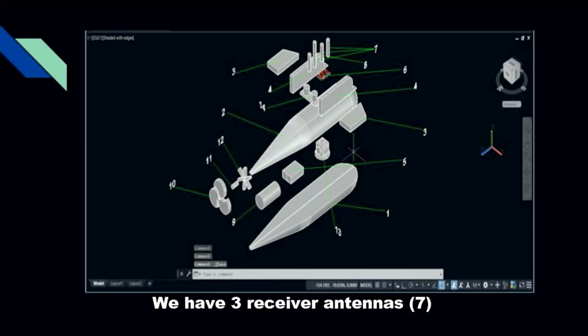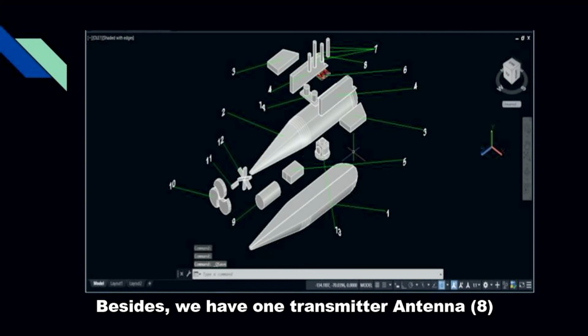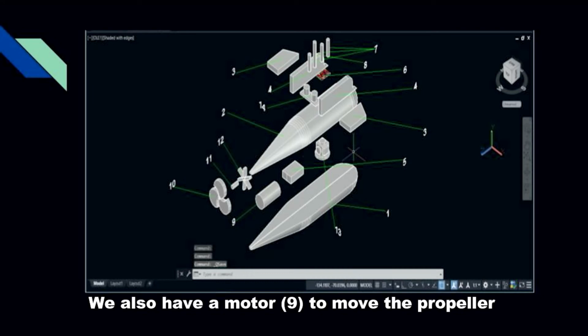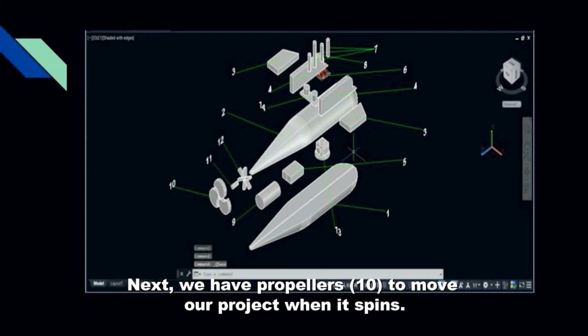We have 3 receiver antennas, number 7, to receive the natural and unnatural waves in the ocean. Besides, we have 1 transmitter antenna, number 8, to transmit the data as radio wave to ship. We also have a motor, number 9, to move the propeller. Next, we have the propeller, number 10, to move our project when it spins.